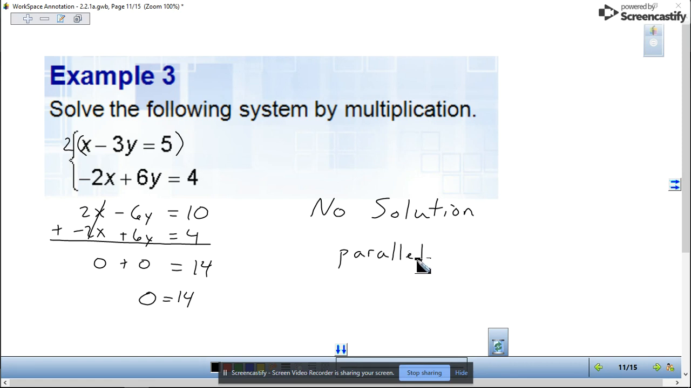Two lines are parallel. This is the answer to the question. There's no solution to this system of equations. But graphically, what does it look like? It's two lines that are parallel to each other. If it was infinitely many, it would actually be the same line on top of itself.